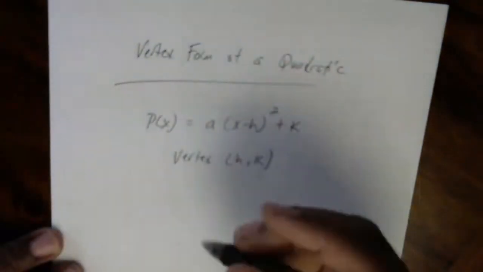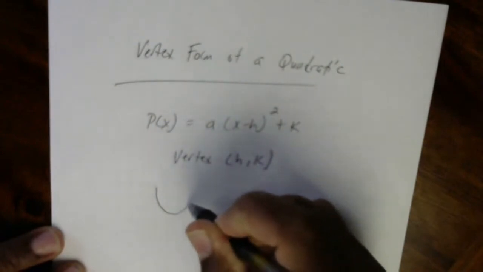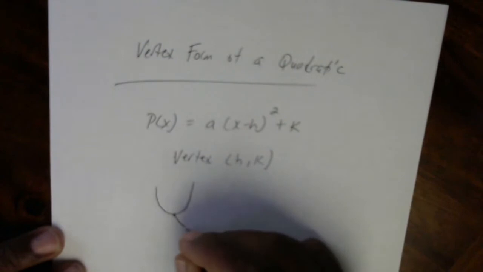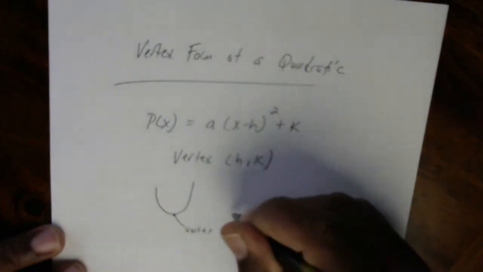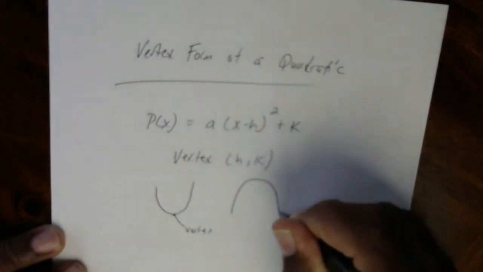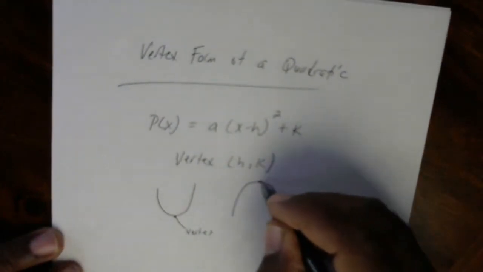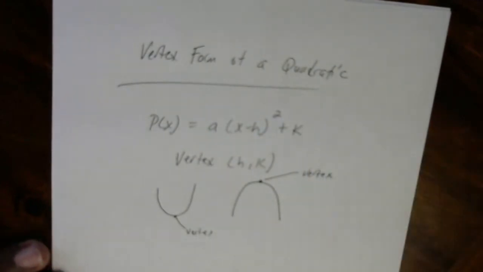Right? The vertex is where your graph bends. So if you have a quadratic that's U-shaped, your vertex is actually going to be at the crux of the U where it bends. If you have an upside down quadratic, our vertex would be here. Okay.